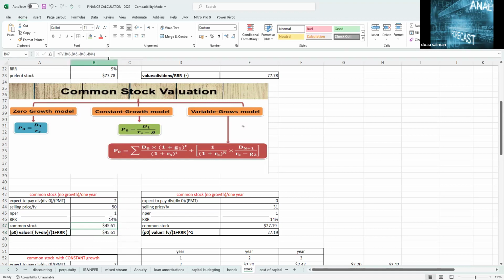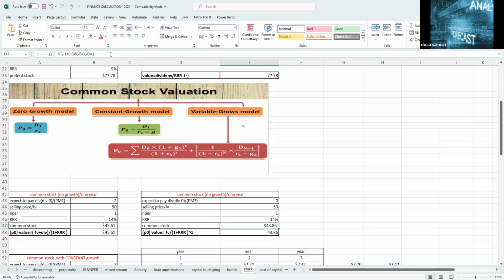The easiest approach, you do discounting, simple discounting. You discount what? You discount the 46, the required rate of return, discounting at the required rate of return 14, and then 45 numbers of years. Selling price here, it is the selling price I am going to keep for just 1 year, and this is the present value. As well, expect to pay dividends here, the dividends here at year 0, and I'm going to sell it for $31 or for $50, and the required rate of return 14%.